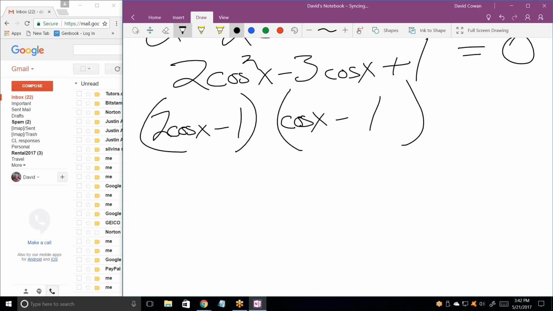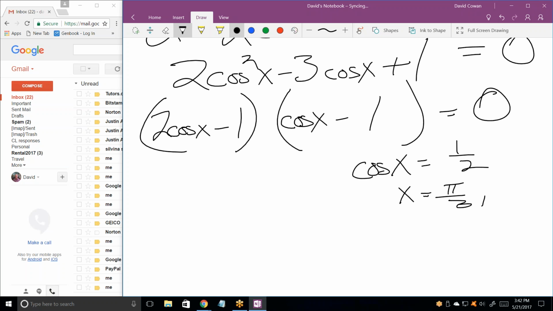It's not beyond them to put one in here that you would have to use the quadratic to solve. But this one actually works. So my answers, starting from left to right: cosine x equals positive 1/2. It occurs at cosine x, pi over 3, and no, 5 pi over 3.